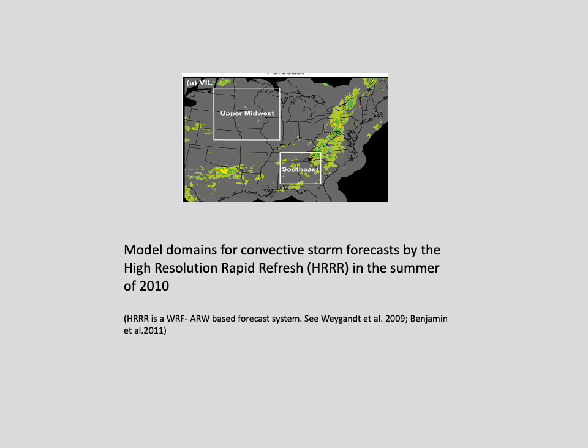Forecasts of HRRR over a 3-week period in the summer of 2010 are verified with a focus on precipitation. This slide shows the model domain. Precipitation forecasts in 2 subregions, the upper Midwest and the southeast U.S., are verified against observations.